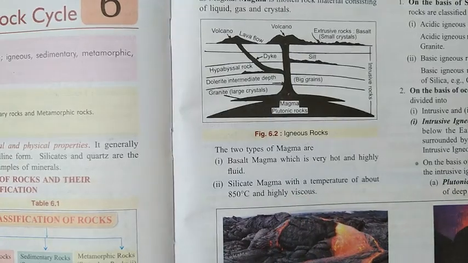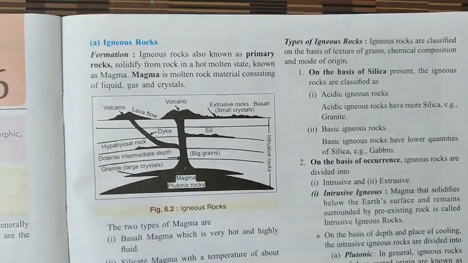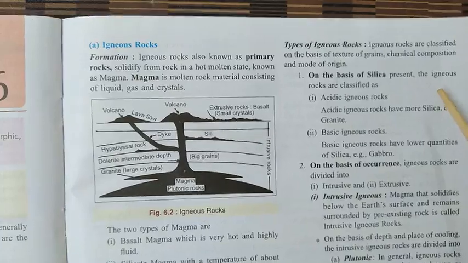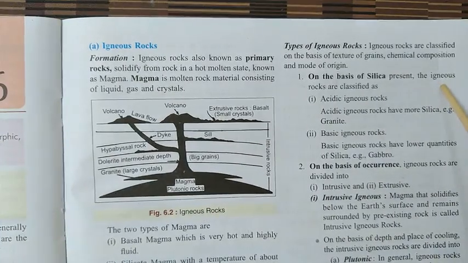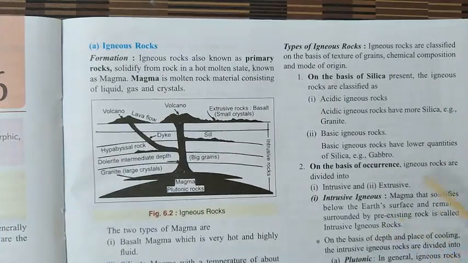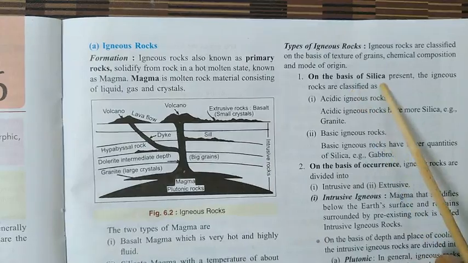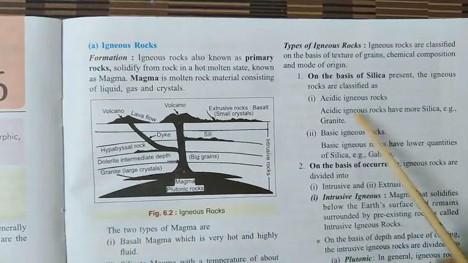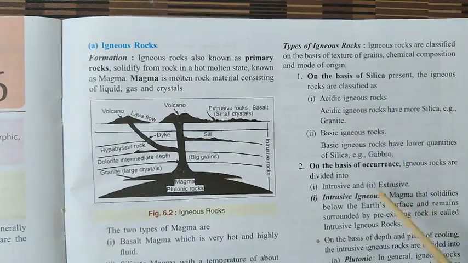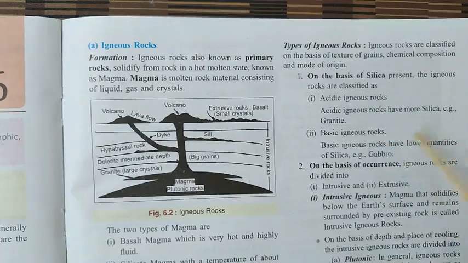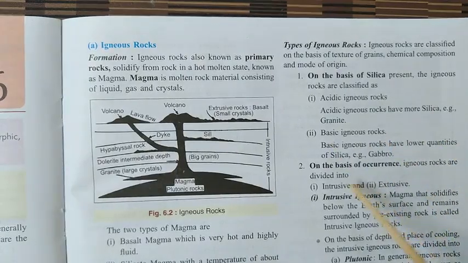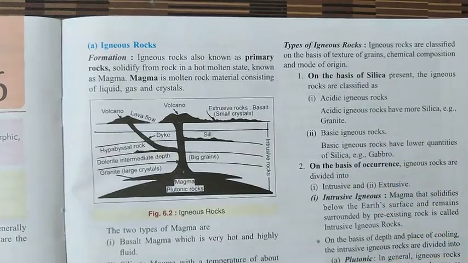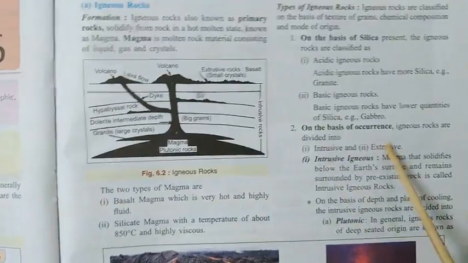Well, now let's start here. You will see here about the igneous rocks. The igneous rocks can be classified on two bases. The first basis is the silica present. Already we have seen the acidic igneous rocks, in which the amount of silica is more. Second is the basic igneous rocks, in which the amount of silica is very less. Second is the basis of occurrence.